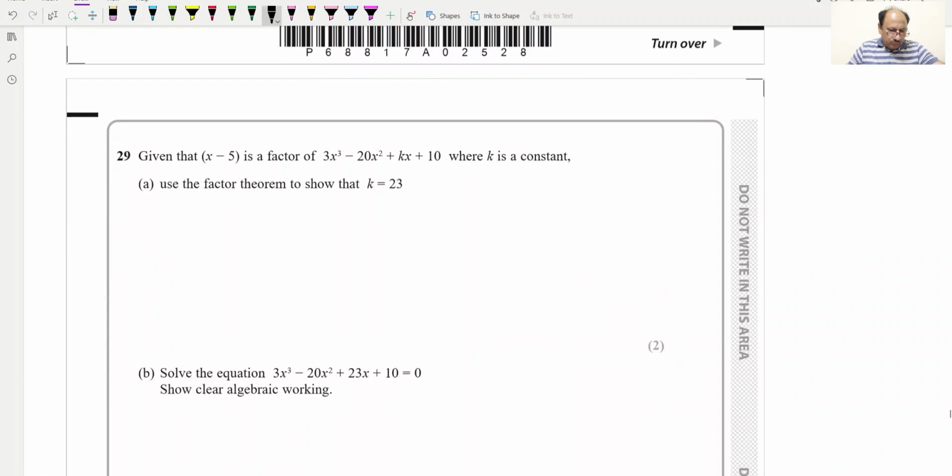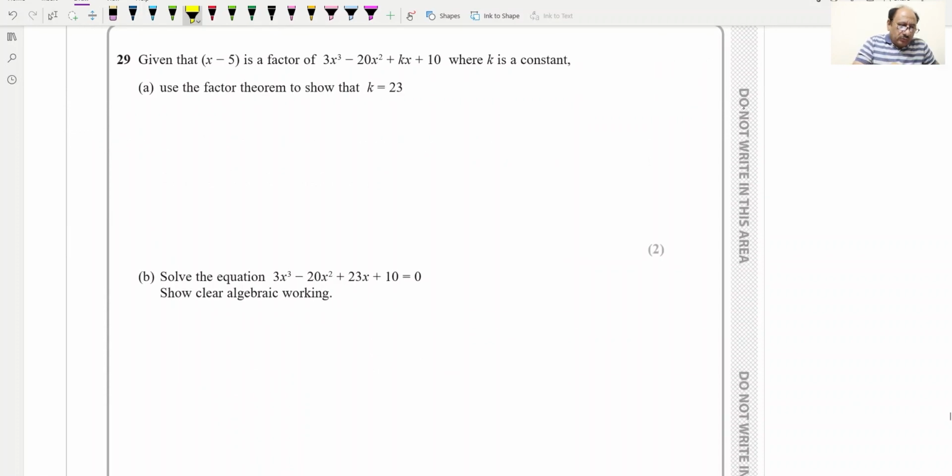Now we can move to question number 29. Given that x minus 5 is a factor of this, where k is a constant, use the factor theorem to show that k is equal to 23.